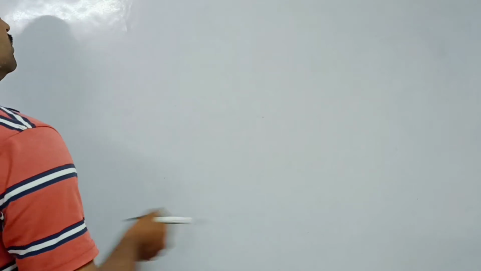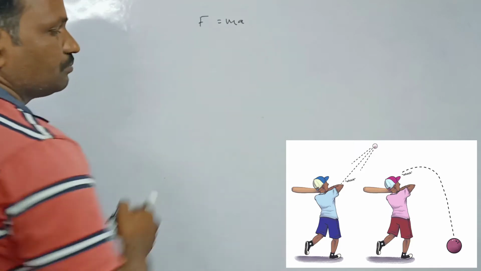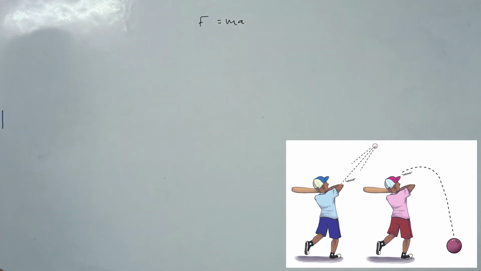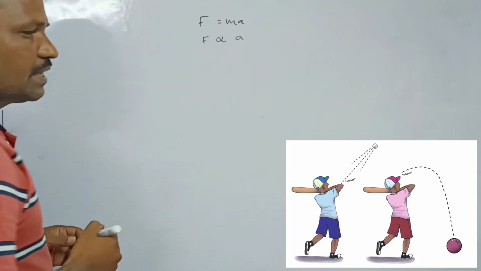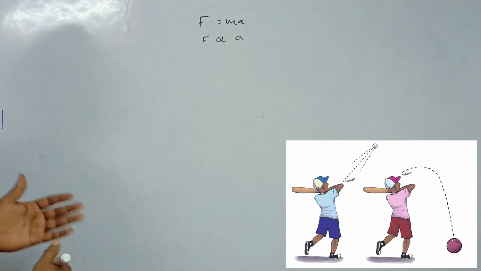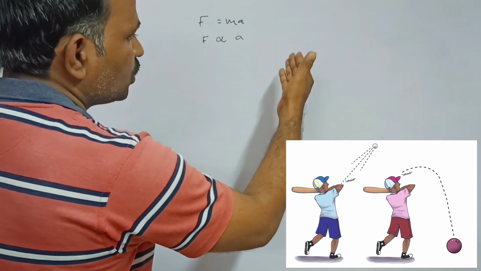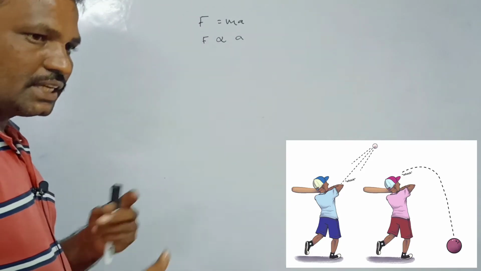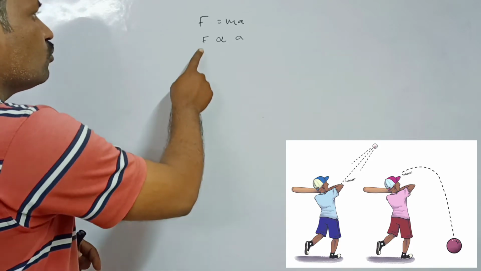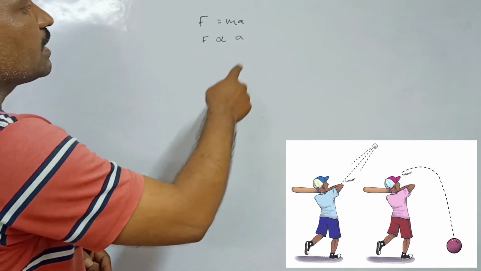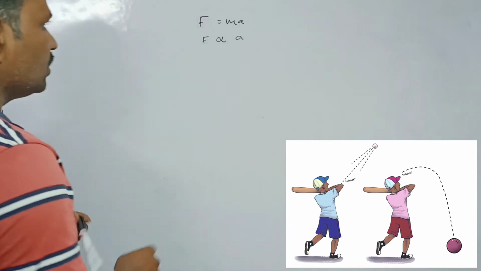Generally, most people say Newton's second law is F equals ma. It is not correct. Newton's second law is F is directly proportional to a. That means the force applied on the object is directly proportional to its acceleration. Once again, what is Newton's second law? Newton's second law states that the force applied on the object is directly proportional to acceleration.